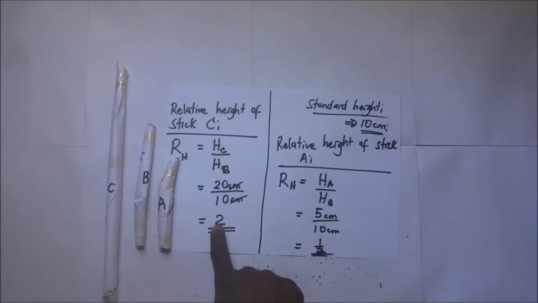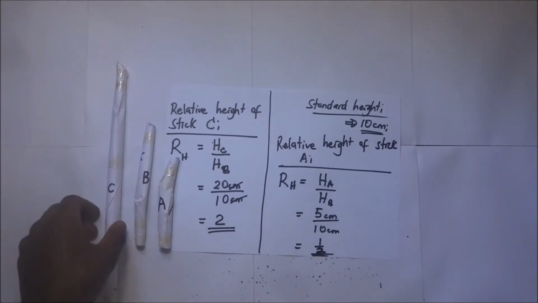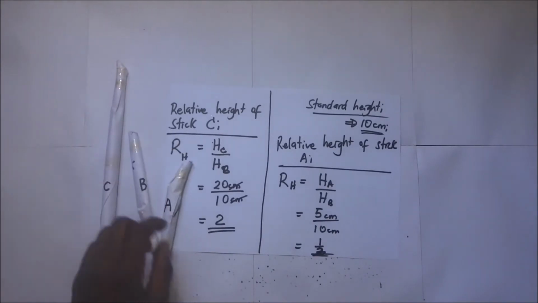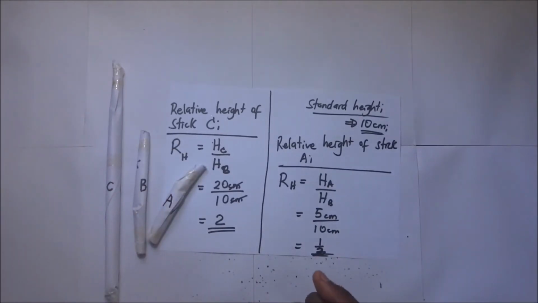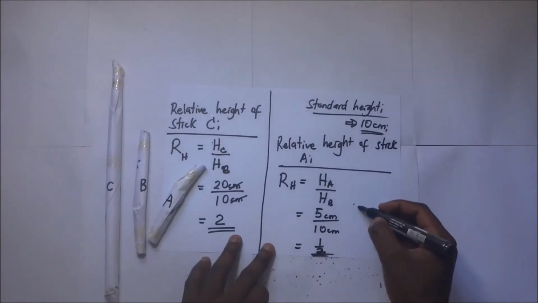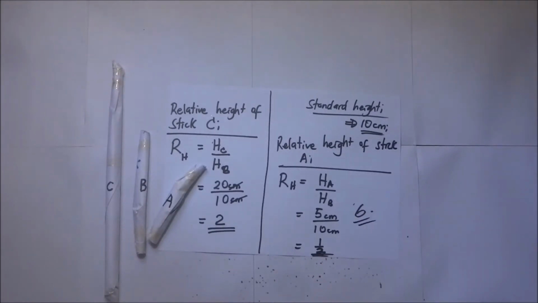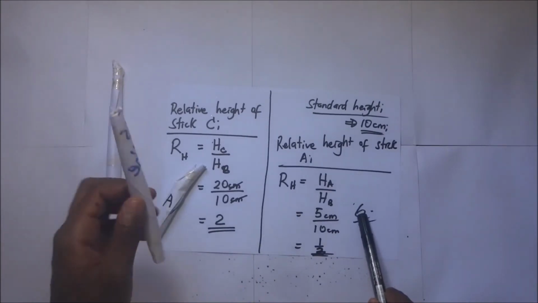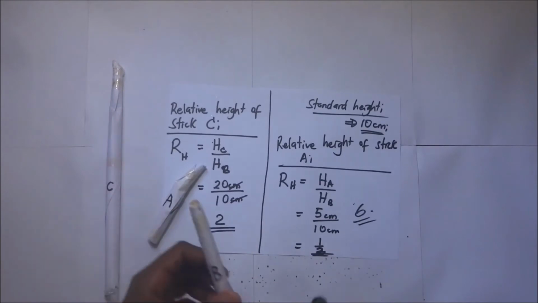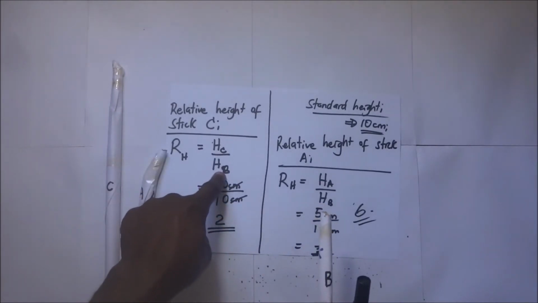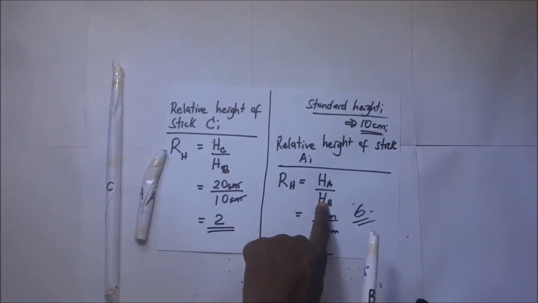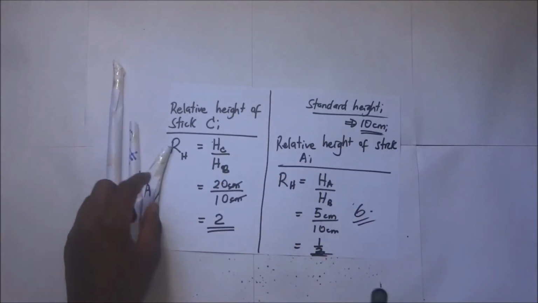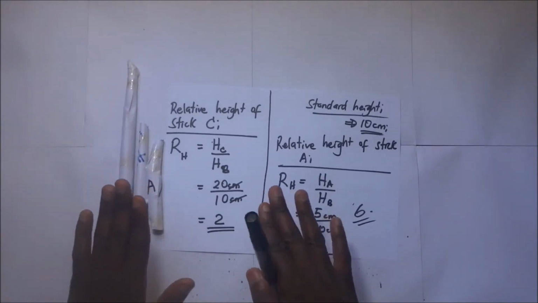For example, when I just look at 2, I know that this stick C is 2 times taller than this one. Let's say I got some other stick, and let's say I got its relative height to be 6. It would mean that very stick is 6 times taller than the standard height that I want. That is why we are dividing by the standard height B. Why? Because this height is what I wanted. So that is the concept of relative height.